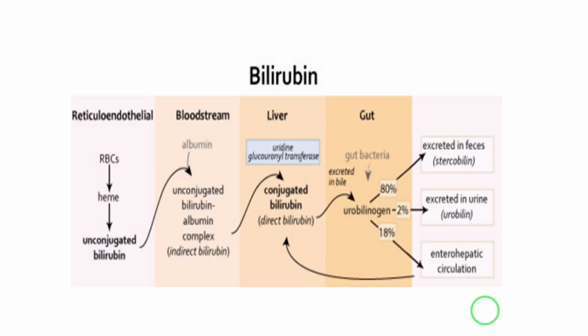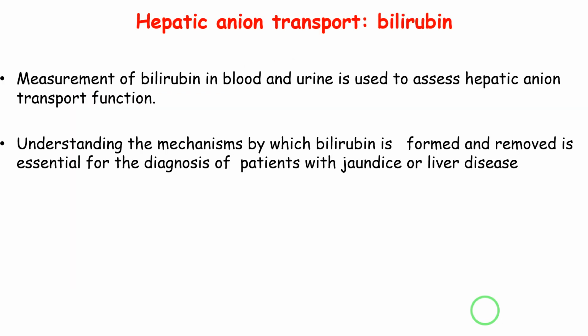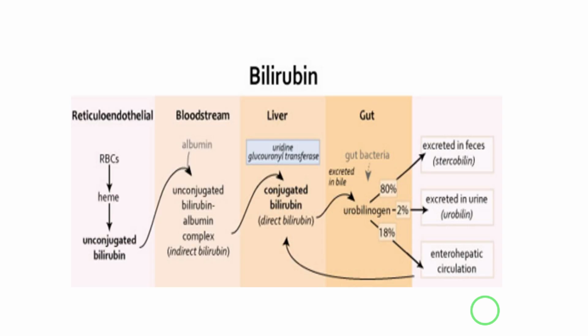Many organs are involved in bilirubin metabolism, starting from the reticuloendothelial system, which is the site for the lysis, and the bloodstream, which will carry the released bilirubin to the liver. From the liver, it will pass to the intestine, and then it will be excreted in the feces, with a small portion excreted in the urine.